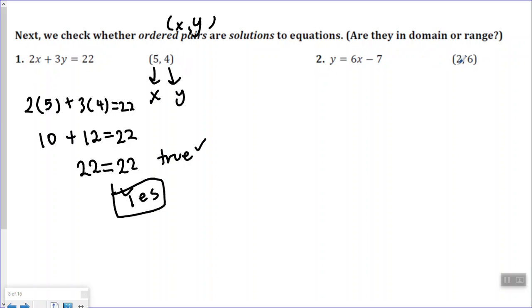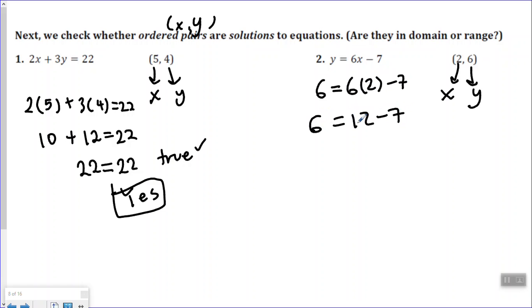Okay, so same thing, 2 is x, 6 is y. Let's plug them. So y is 6, 6 equals 2 times x, 2, minus 7. 6 times 2 is 12, minus 7, 12 minus 7 is 5. So they are not the same. That point is not a solution. So it is no.